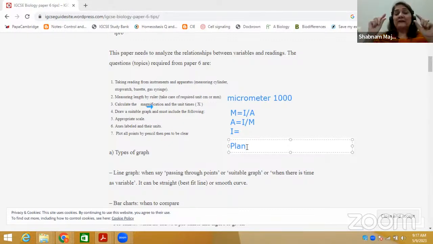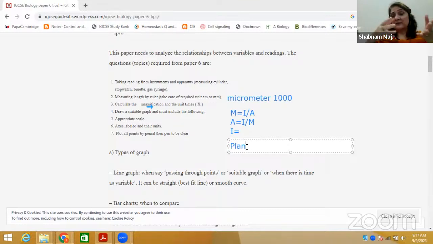Another thing is, if they ask you to draw something from the photomicrograph, for example a heart or even a bone, which is not in your course syllabus, they will never ask you to label it. But if it's in your course syllabus to label, then they will ask you to label it.